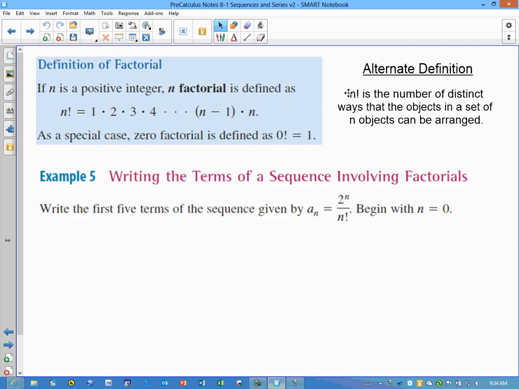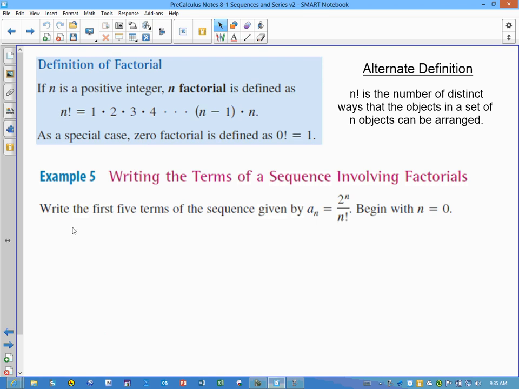So the total number of ways you can arrange it would be 3 times 2 times 1, or in other words, 3 factorial. When you think of it this way, then 0 factorial actually does make sense because a set of 0 objects is the empty set. And how many ways can the empty set be arranged? Well, it can only be arranged one way. The empty set is the empty set.